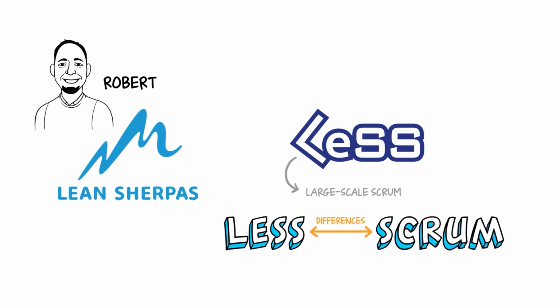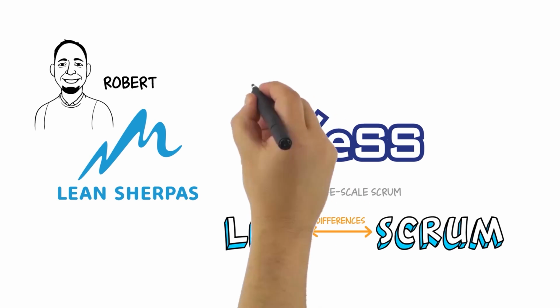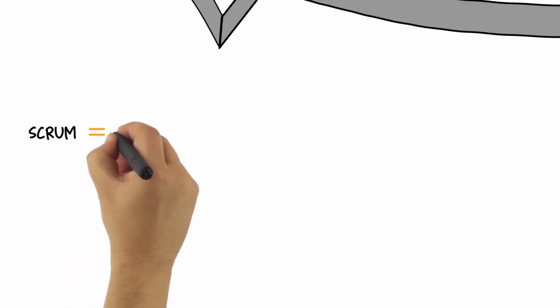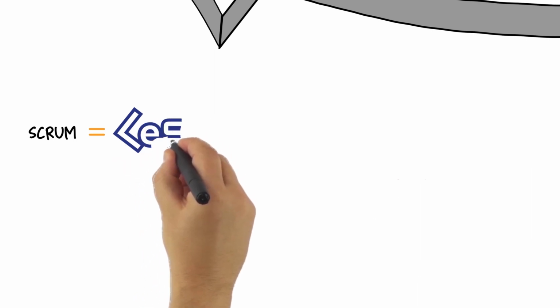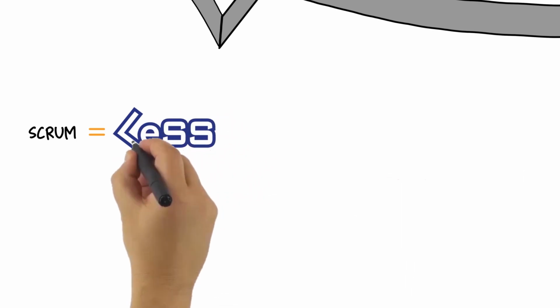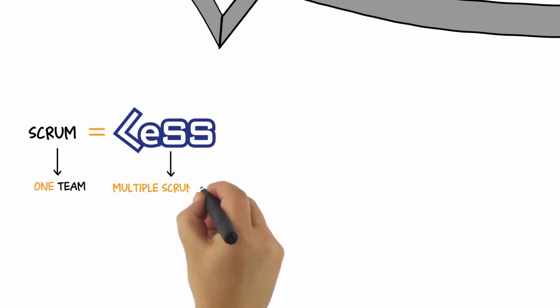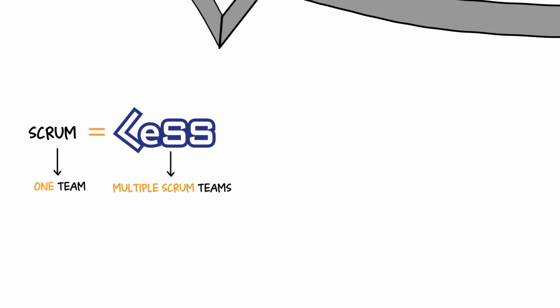In this video I want to clarify the differences between LeSS and Scrum. If you are unfamiliar with the LeSS framework, check out my other video where I introduce the roles, artifacts and events in LeSS. So what are the differences between LeSS and Scrum? As you probably notice, these are pretty minimal because LeSS is Scrum, but Scrum for multiple teams together instead of Scrum just at a team level.